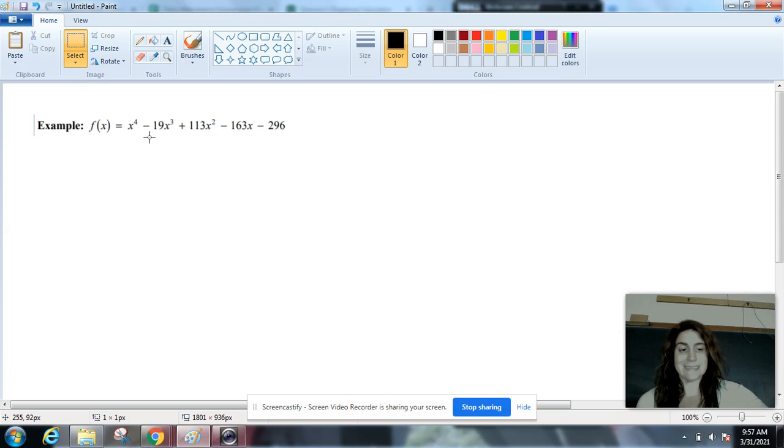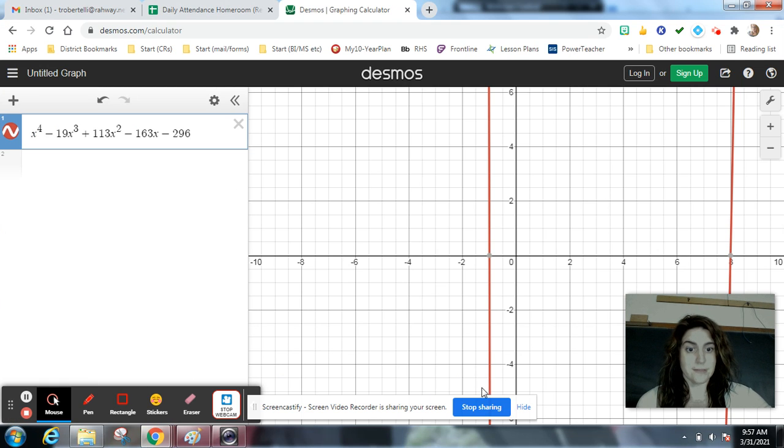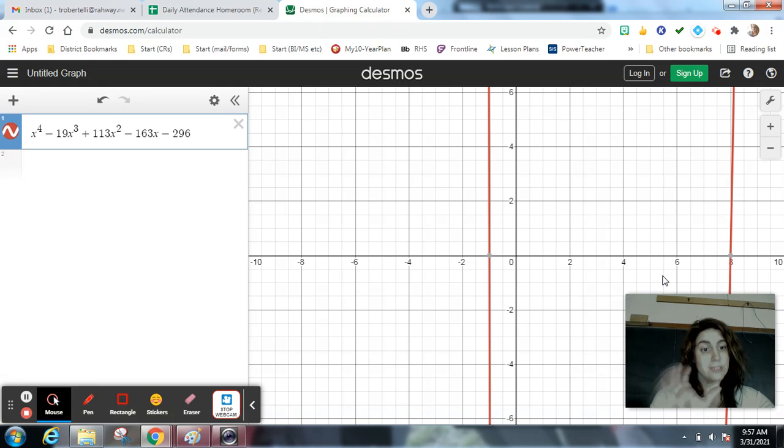x to the fourth minus 19x cubed plus 113x squared minus 163x minus 296. So the first thing you're doing is you're graphing this. Okay, so we are graphing it on Desmos. You are going to screenshot the graph and put it into the slide so I can see it. And we're going to be aware of these 2 points. So I'm going to make note that this graph has zeros at the points -1 and 8. Those are 2 x values that I need to be aware of.